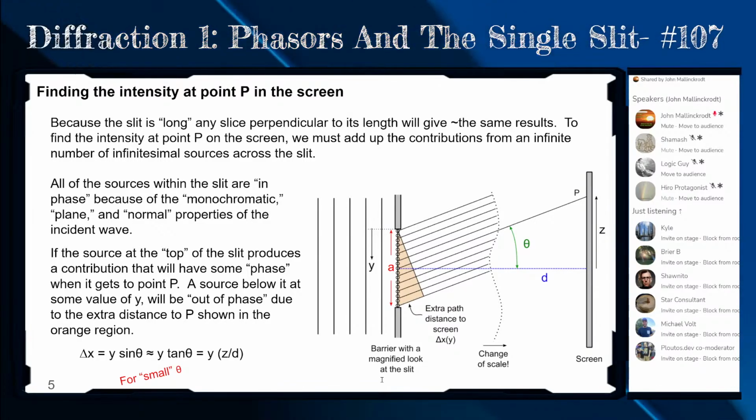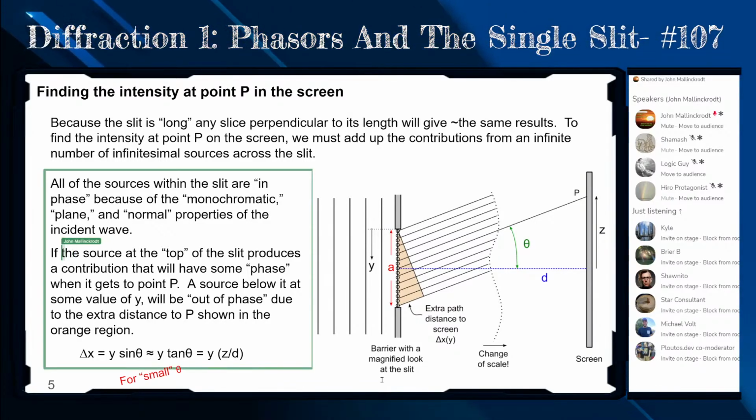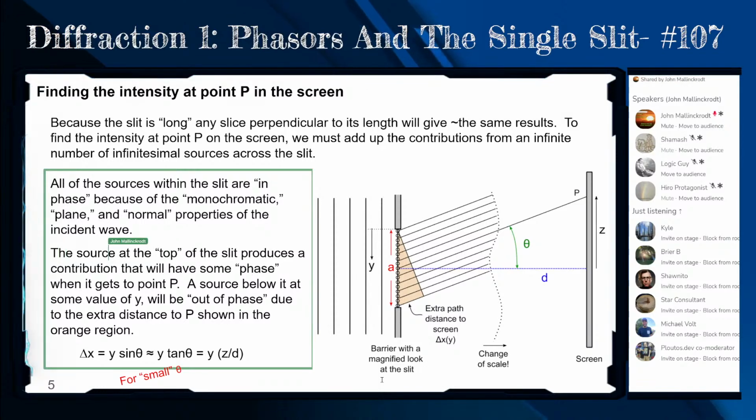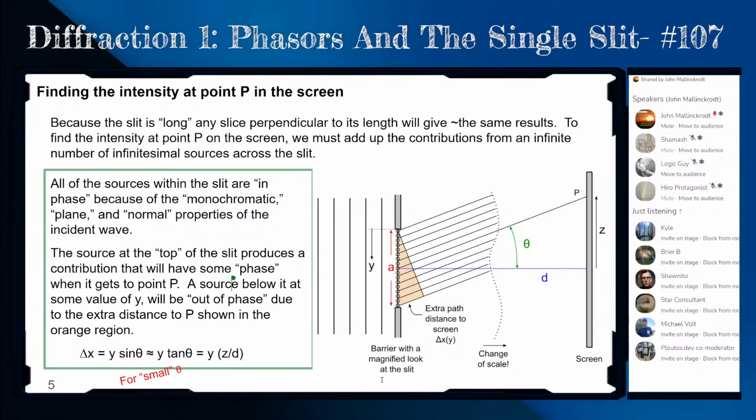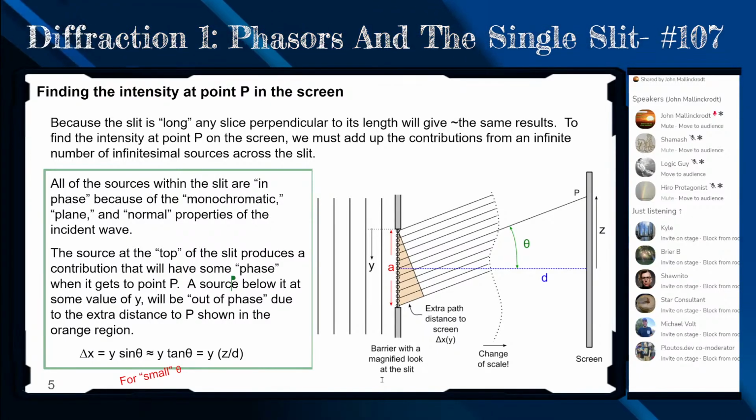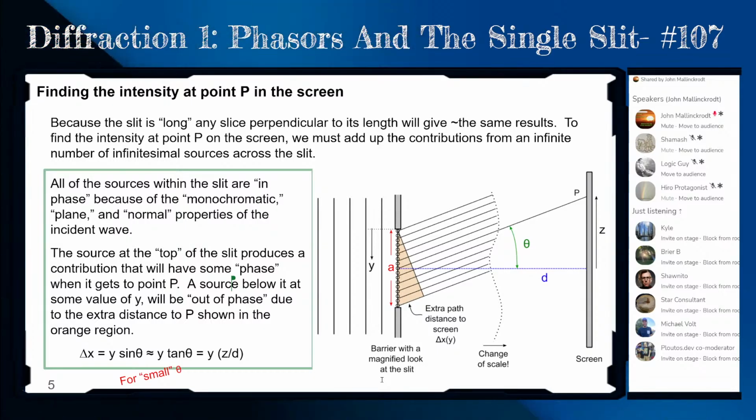And as it shows in the diagram, the source at the top of the slit produces a contribution that will have some phase when it gets to point P. A source below it will be out of phase because the contribution from that slit has to travel a little further to get to point P. So the contribution that's getting to point P is from a slightly earlier time, when the wave at its source was at a different phase of the wave.